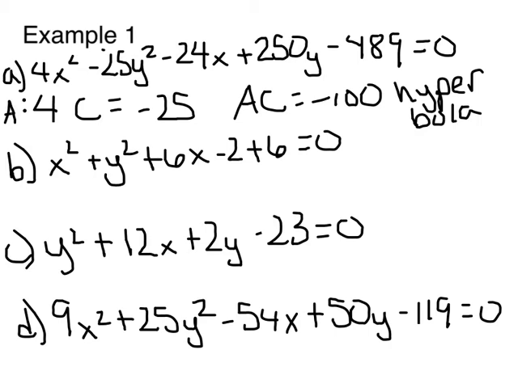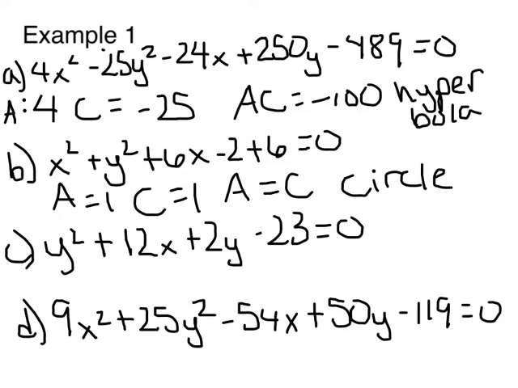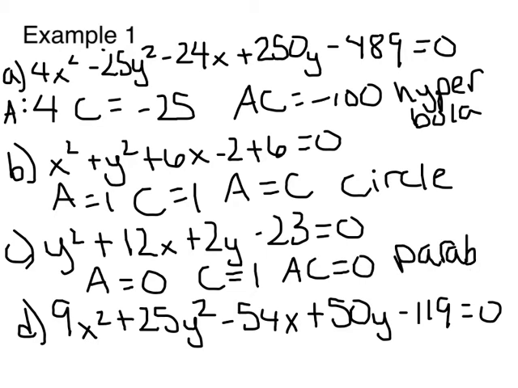All right, for B, we have an x squared, we have a y squared. We don't see coefficients, so we know that their coefficients are 1. So if A equals 1 and C equals 1, that means that A equals C. And as long as they are both not 0, then that means we have a circle. For C, we have no x squareds at all. So that means that A equals 0. And since y squared does not have a coefficient, we know that C is 1. A times C is 0, so we have a parabola.